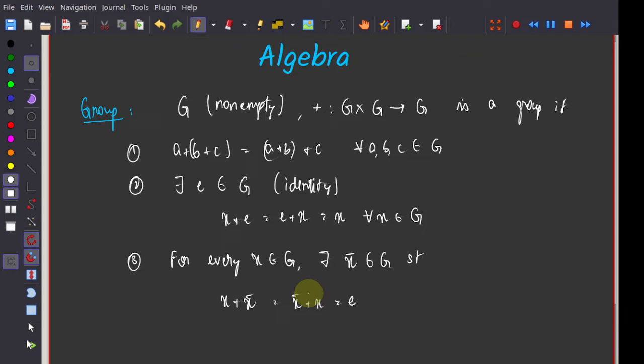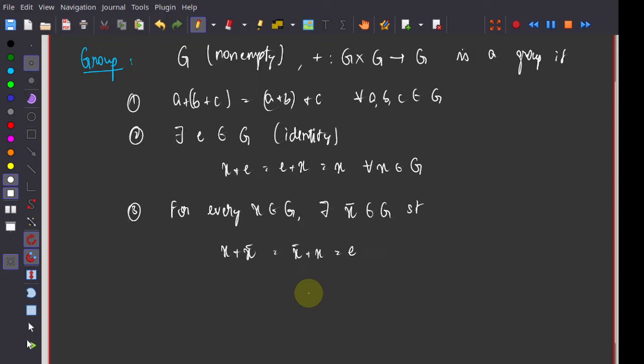Now, keep in mind what I have not included in this. I have not mentioned anything about commutativity yet. A group may or may not be commutative. Even if the addition operation does not satisfy commutativity, it is still a group, but it's a non-commutative group. In addition, if addition is also commutative, then we call it a commutative group, or sometimes an abelian group.